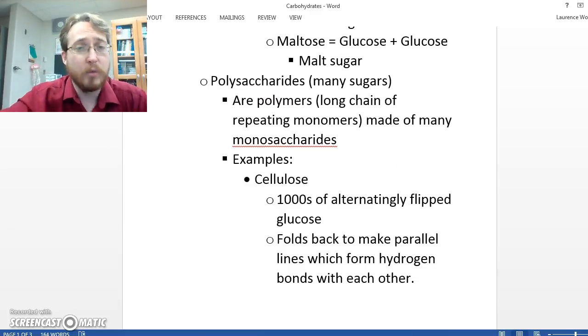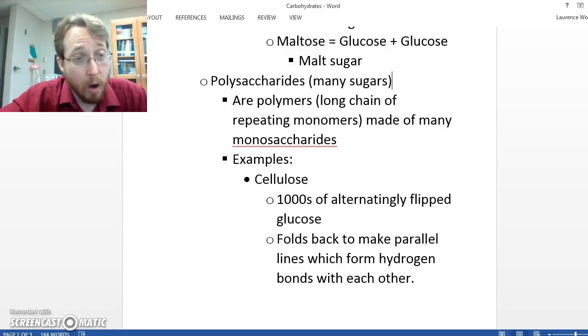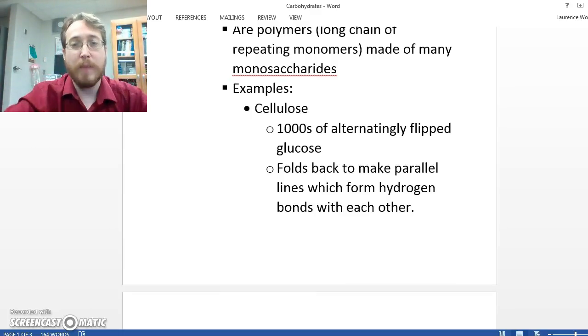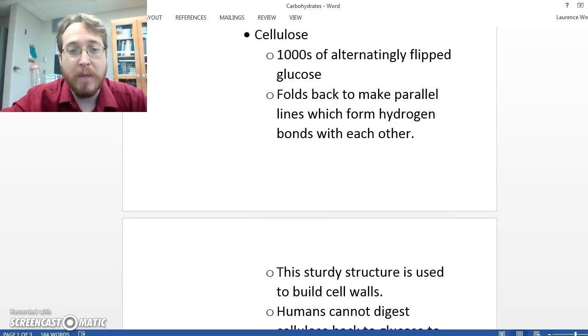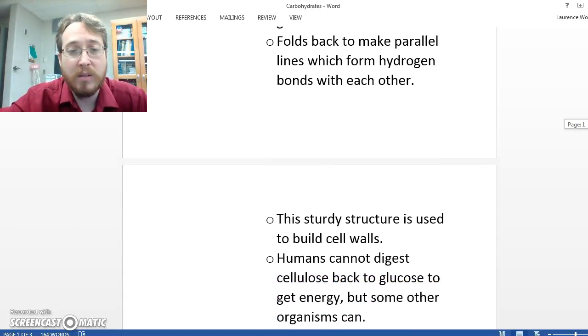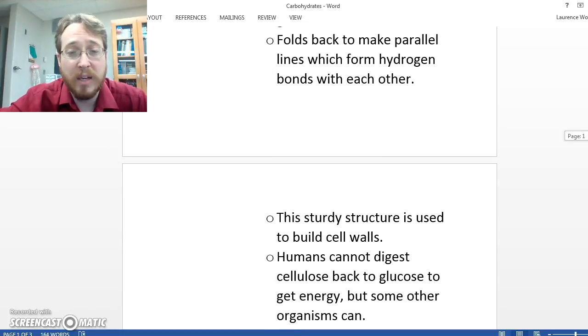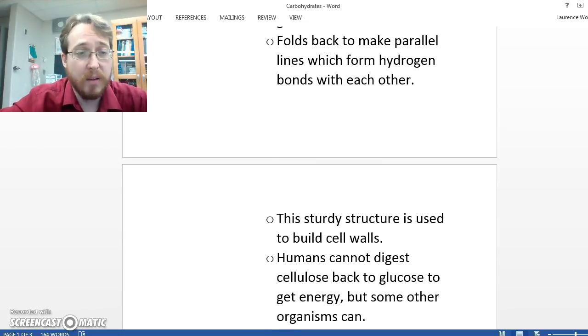Now, polysaccharides are many sugars, and they are polymers, which are long chains of repeating monomers, and the monomers are monosaccharides. And our first example was cellulose, which is thousands of alternatingly flipped glucose, and those strands fold back to make parallel lines which form hydrogen bonds with each other. That builds a sturdy structure that is used to build cell walls, and humans cannot digest cellulose to glucose to get energy, but other organisms can.